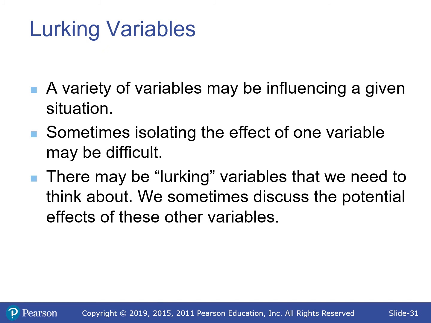And lurking variables are just those other variables that are out there that might be confounding. They're things that we need to think about, like what else could be affecting the system. Sometimes seeing what they are can be difficult. Sometimes it's obvious, but hopefully when they're obvious, you can control for them. But if you can't, you generally want to discuss them.